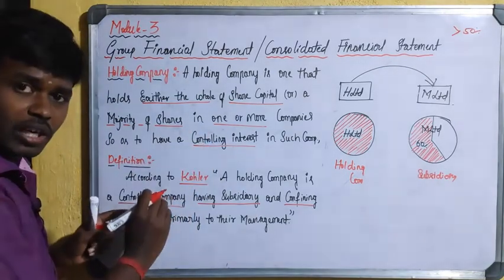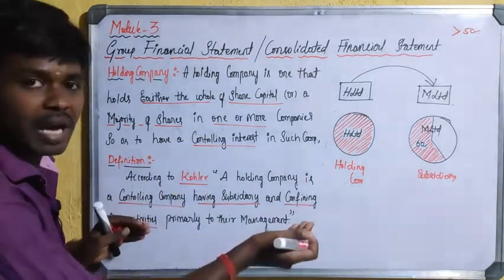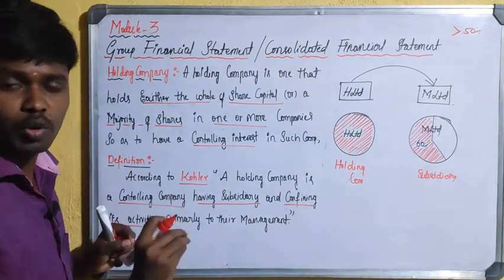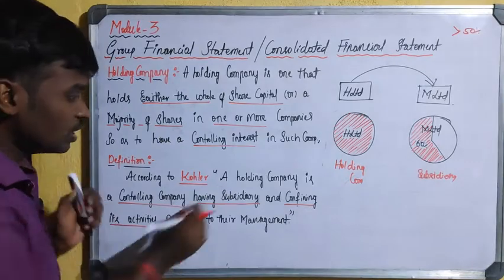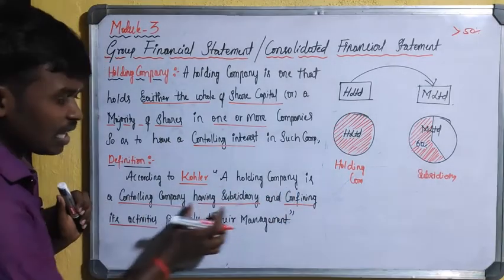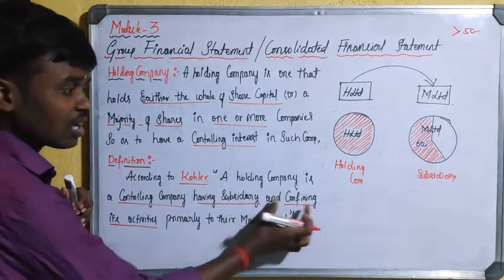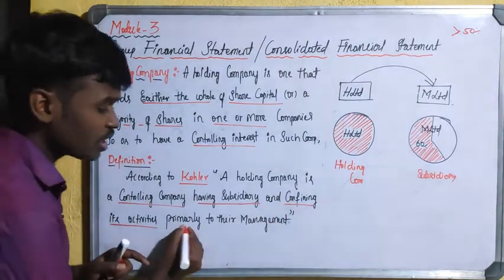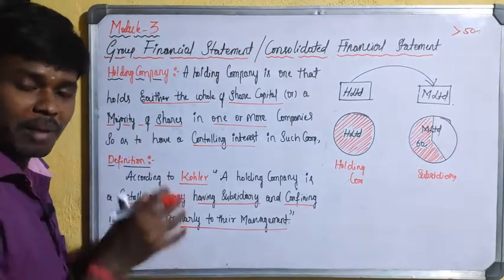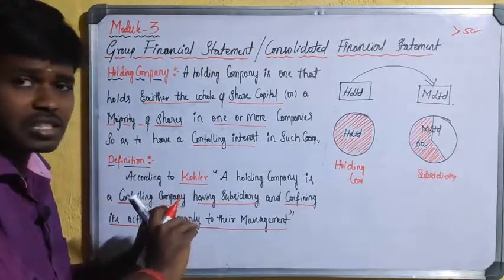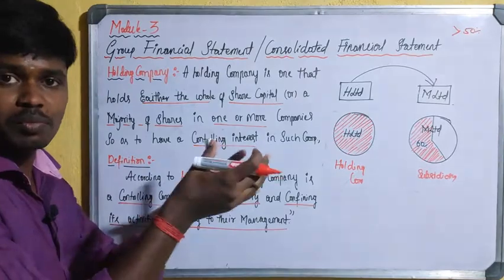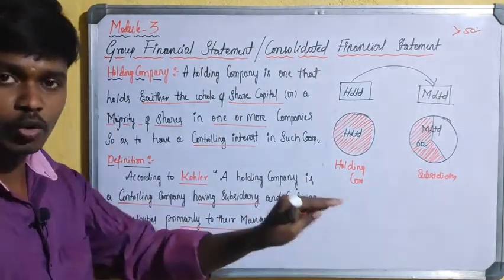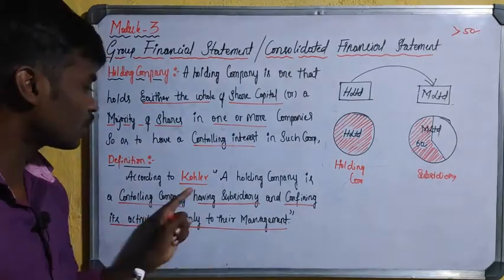So whenever a holding company invests, definitely it will have a subsidiary, but there is a condition: the holding company or parent company must invest a majority of the share capital. Okay, so a holding company is a controlling company having a subsidiary and confining or restricting the various activities. Primarily it is related to the management. So it can control the management, because whatever investment it makes, it can control only that portion, that is, it can control the management. That is what they are saying. So that is according to Kohler.